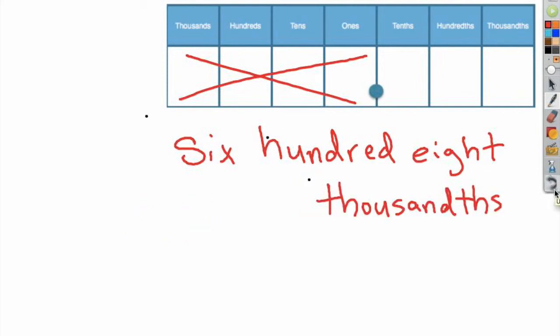uncovering the thousandths now. Where's our final number going to be? In the thousandths. And that number was 8, right? What number is going to go right next to it? 0. And what number is going to go next to that? 6.